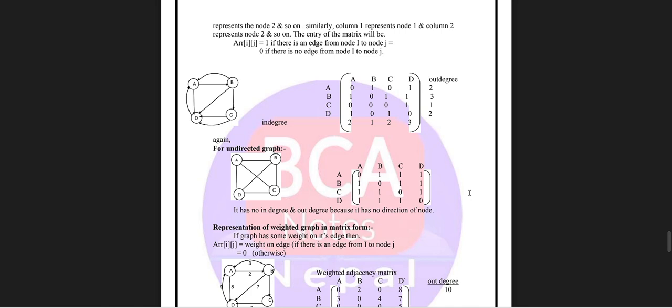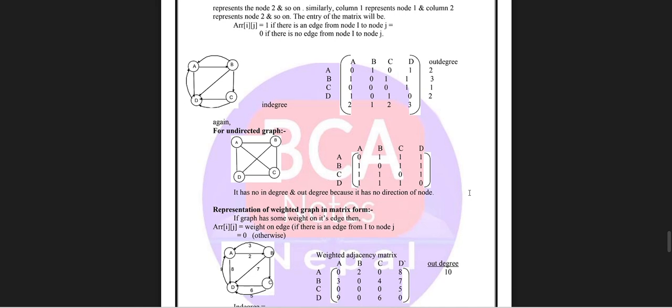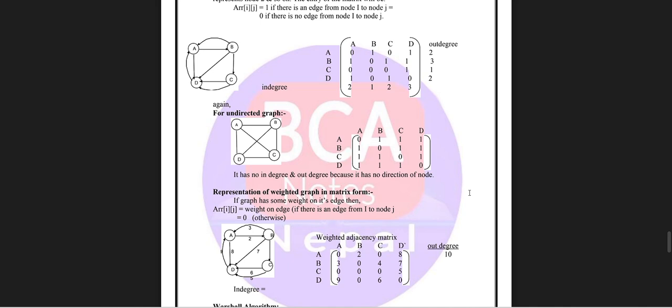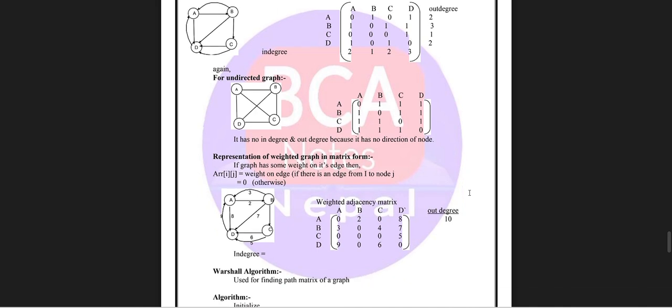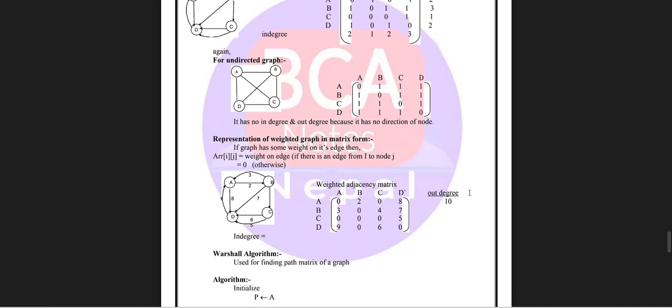Representation of the weighted graph in matrix form: if the graph has some weight on its edges, then the entry is the weight on the edge if there is an edge from node I to node J, otherwise the entry is 0. For example, the adjacency matrix is 0 3 0 9 0, 2 0 0 0 4, 0 6 0 8 7, 5 0.